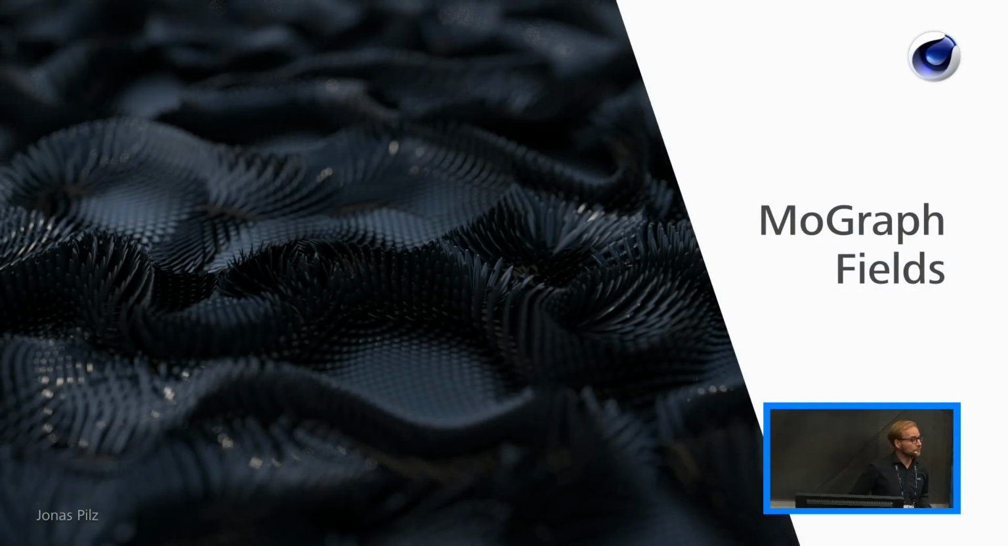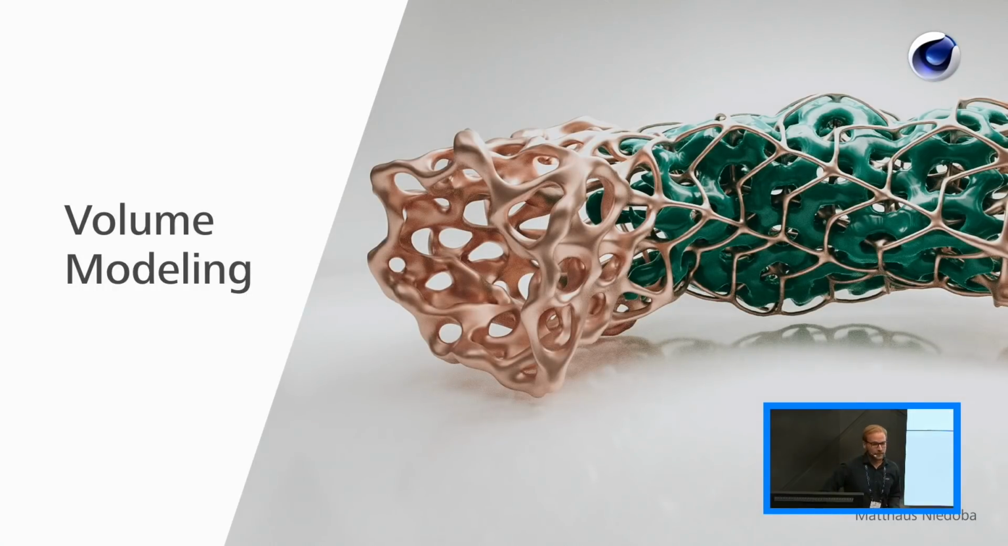Then we've got the new MoGraph fields, and MoGraph fields are actually a replacement for all fall-offs that you have inside of Cinema 4D. Everything that has something to do with a weight is now replaced by fields and can be controlled using fields. And last but not least, I also want to show you volume modeling, modeling with voxels with the OpenVDB library. And this is actually a model that I want to create for you later.